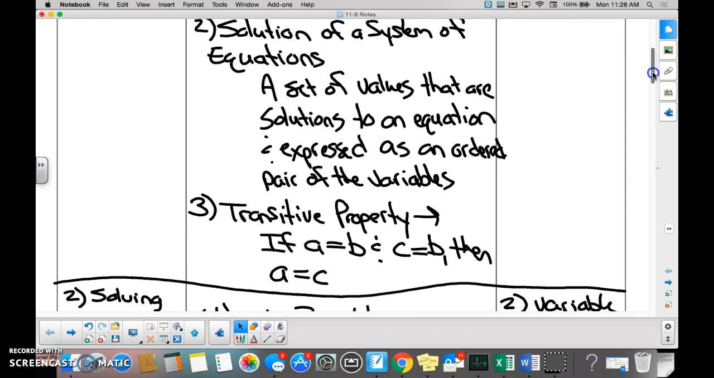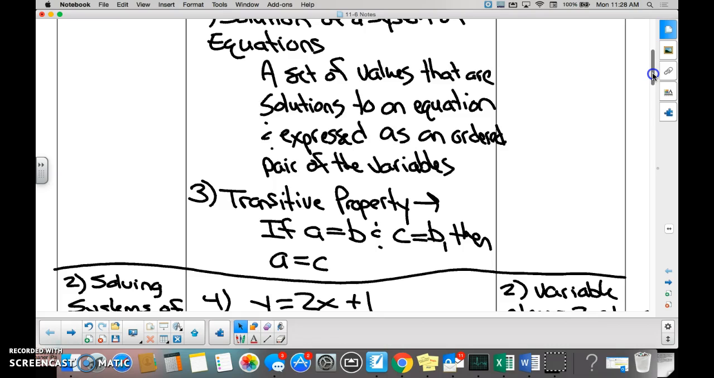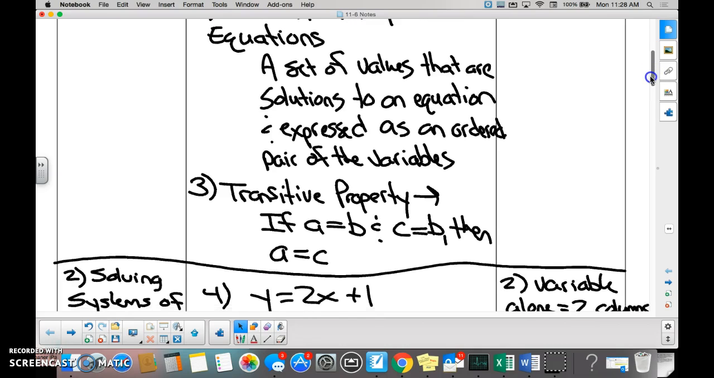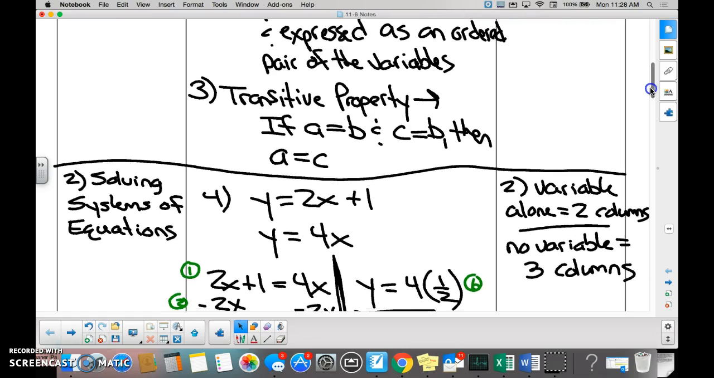It's very important that you understand the transitive property. If A is equal to B and C is equal to B, then A is equal to C. I need you to think about that because the transitive property is used in solving system of equations.